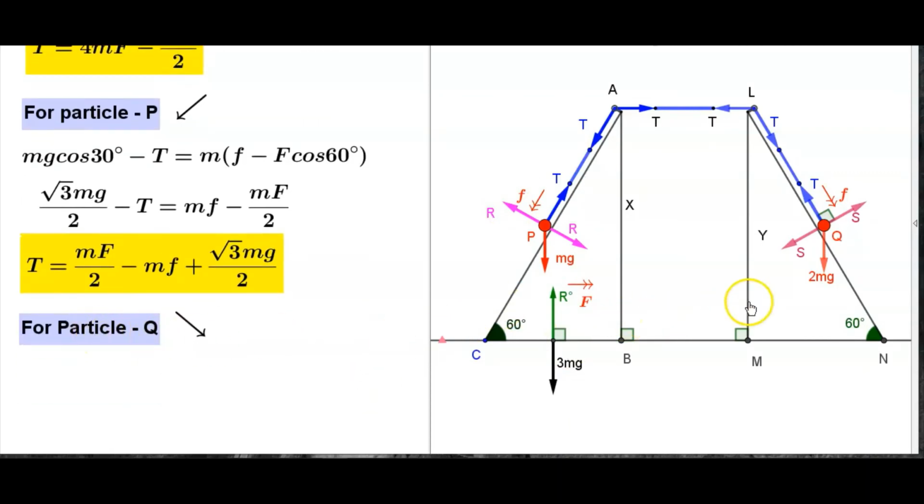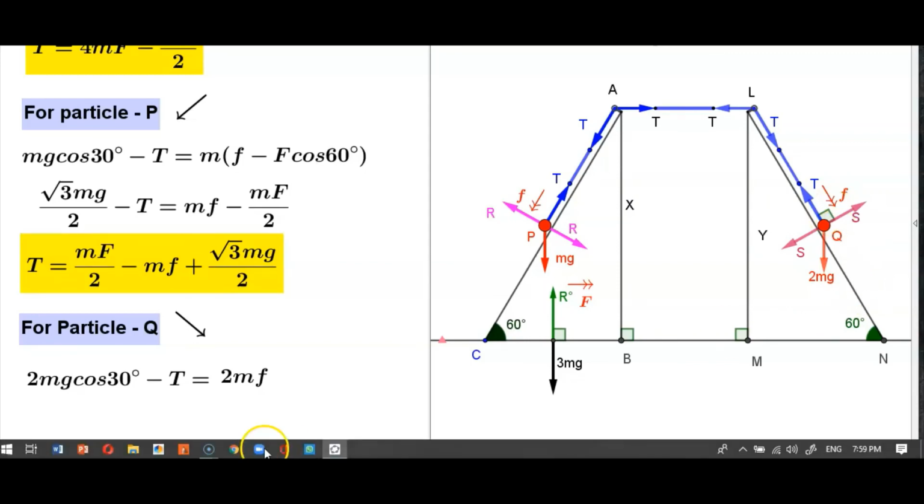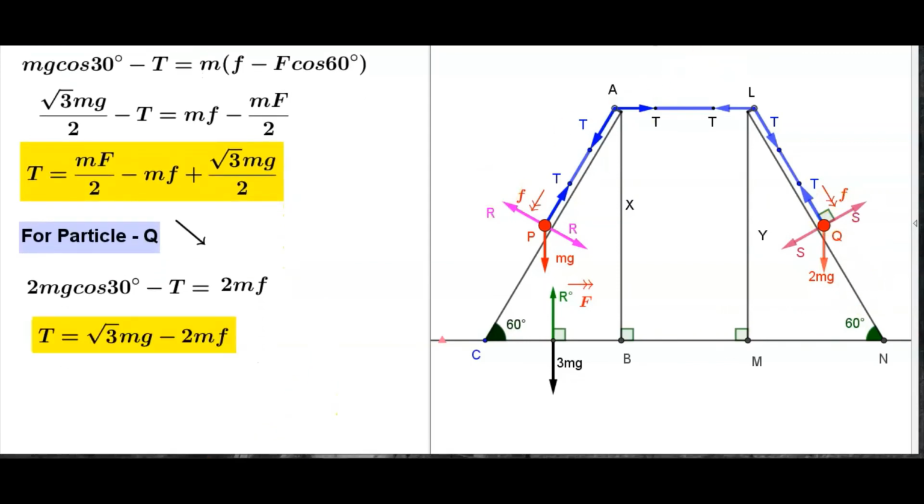For particle Q, Newton's second law along this inclined plane: the resultant force 2mg cos 30 minus T equals mass 2m times acceleration f, because this wedge is not moving. When we simplify, T equals root 3 mg minus 2mf.